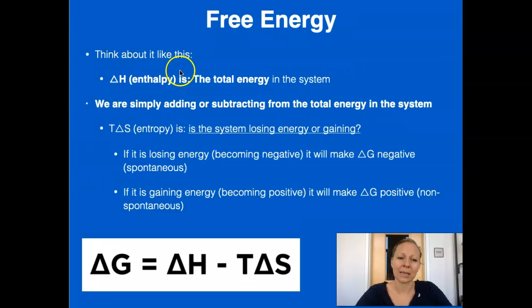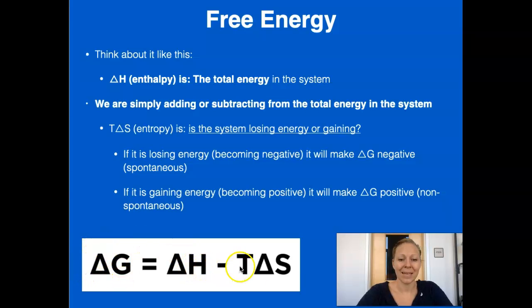So think about it like this. If change in H is the total energy in the system, we're simply adding or subtracting from the total energy in the system. Is the system losing or gaining? If it is losing energy, it is going to become negative. It'll make G negative and spontaneous.